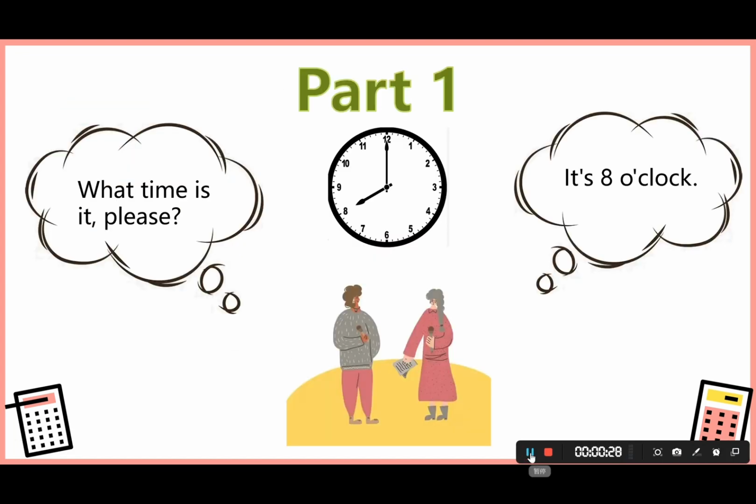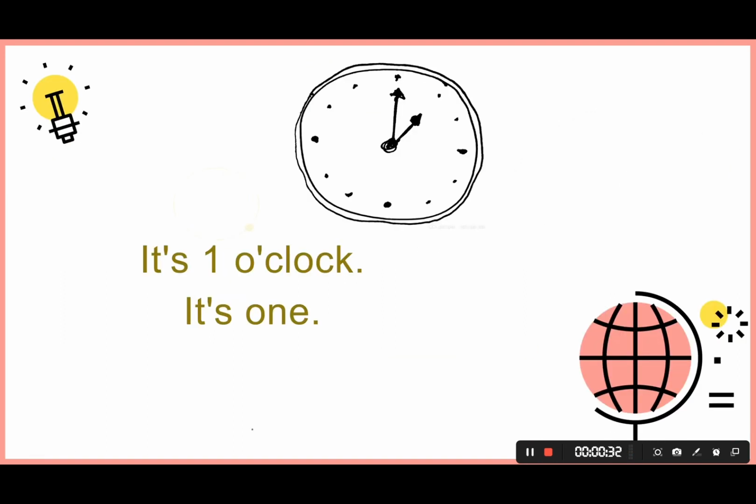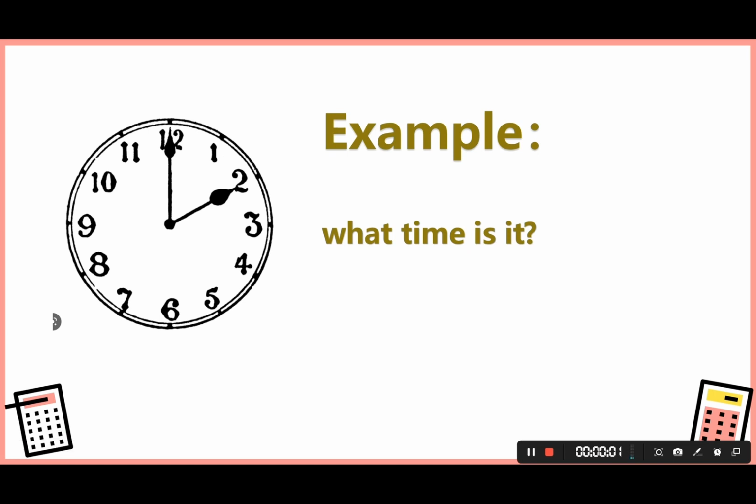Part 1. What time is it, please? It's 8 o'clock. When the time is exactly the hour, we only need to say the number, or the number plus o'clock. For example, what time is it? It's 2 o'clock. It's 2.